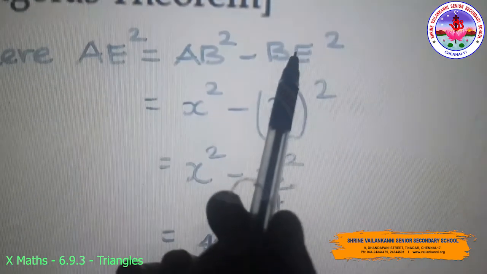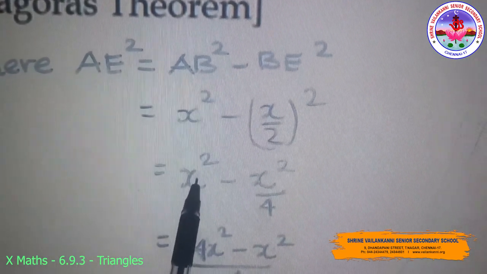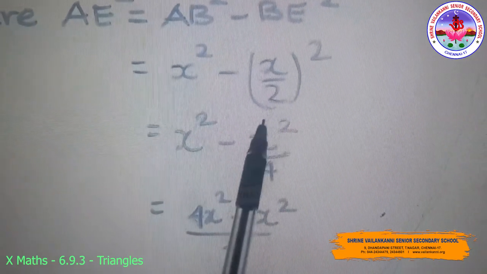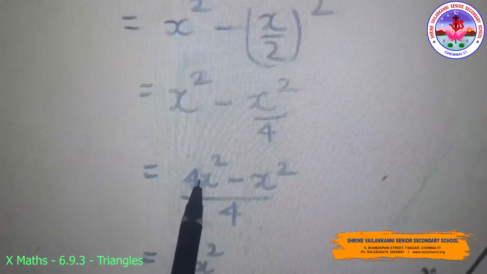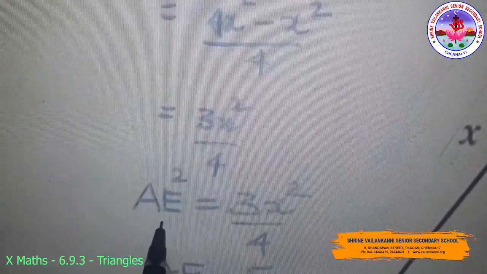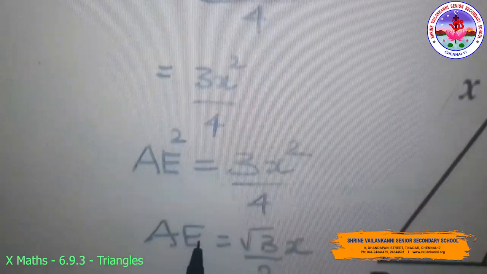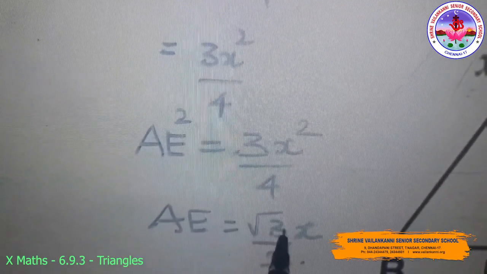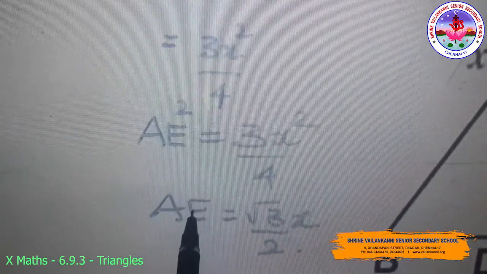Now substituting BE value as x by 2 the whole square here, I will get x squared expanding minus x squared by 4. Simplifying, taking LCM, I will get 4x squared minus x squared by 4, which is equal to 3x squared by 4. So thus I got AE squared is equal to 3x squared by 4. AE is equal to root 3 x by 2.